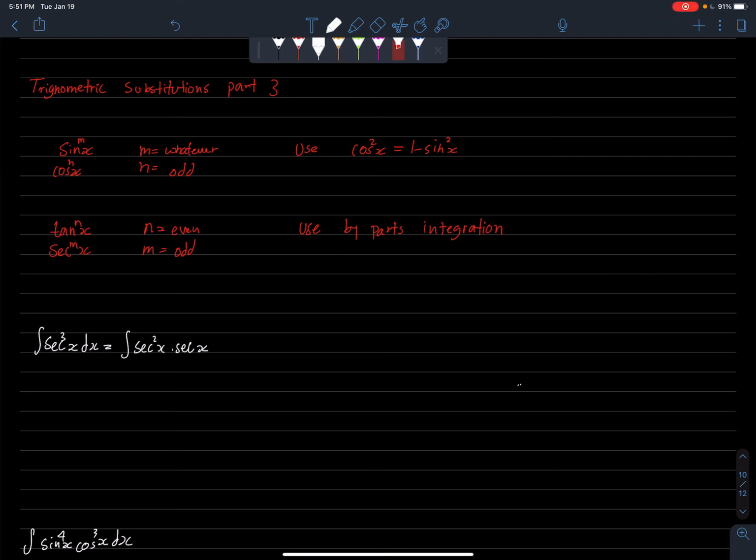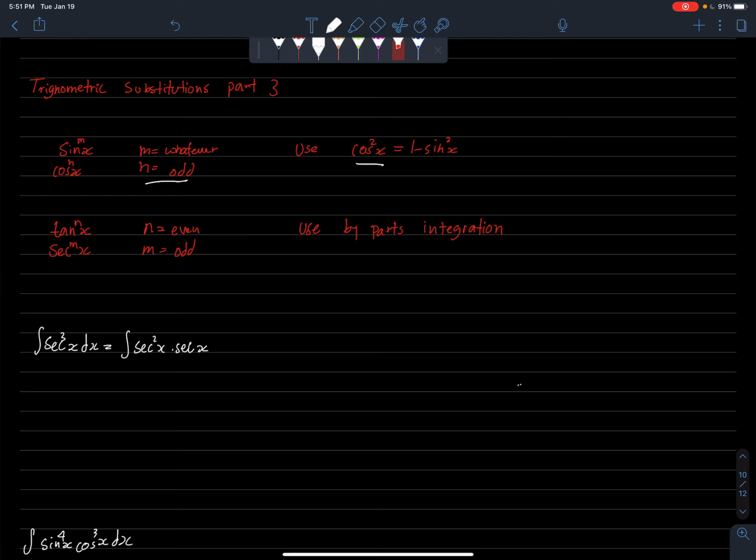Hello guys, in this video I'm going to show you another method for solving trigonometric integrals. First off, if you see sine of x to the power of whatever and you see it being multiplied by a cos x to a power of n, n being an odd number, then you want to use the identity cos squared x is equal to 1 minus sine squared x.